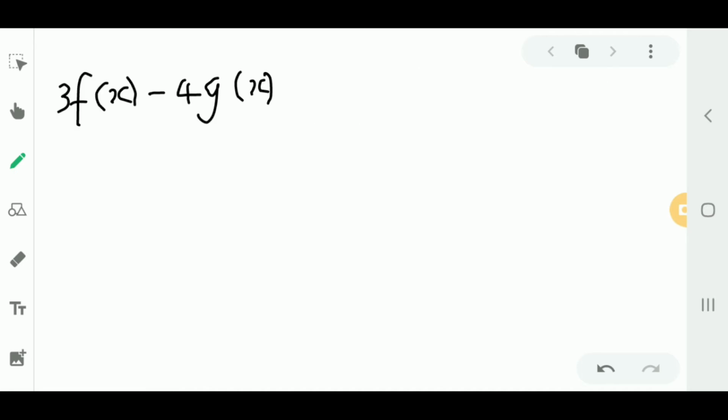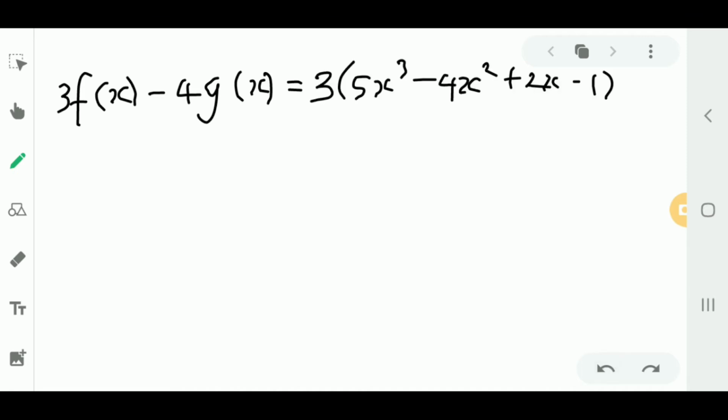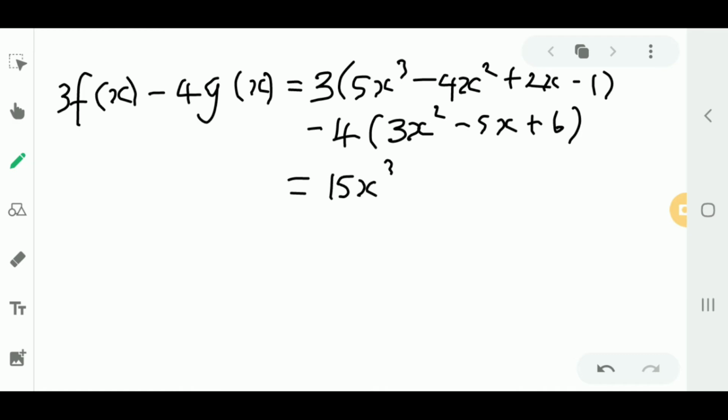So the next question said we're supposed to find 3f of x minus 4g of x. So that means we're multiplying f of x by 3 first. Minus 4 times whatever g of x is. So that's 3 times 5x cubed, that's 15x cubed, minus 3 times 4x squared, that's minus 12x squared, 3 times 2x, that's plus 6x, 3 times minus 1, that's minus 3.